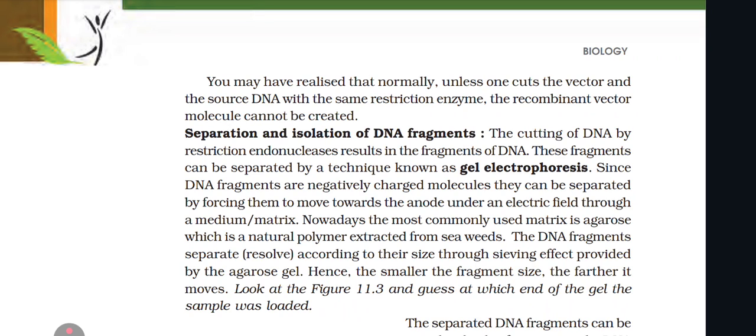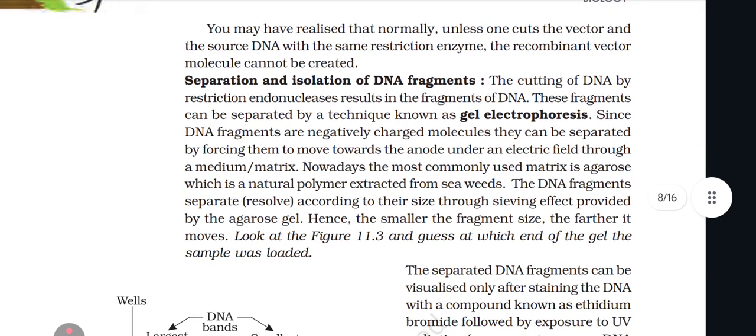Separation and isolation of DNA fragments. The cutting of DNA by restriction endonucleases results in fragments of DNA. These fragments can be separated by a technique known as gel electrophoresis. Since DNA fragments are negatively charged molecules, they can be separated by forcing them to move toward the anode under an electric field through a medium or matrix. Nowadays, the most commonly used matrix is agarose, which is a natural polymer extracted from seaweed. The DNA fragments separate, or resolve, according to their size through the sieving effect provided by the agarose gel.